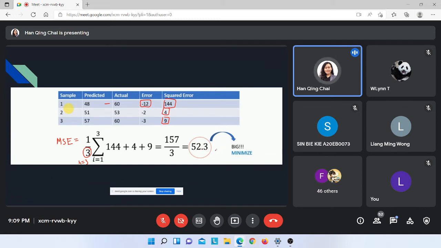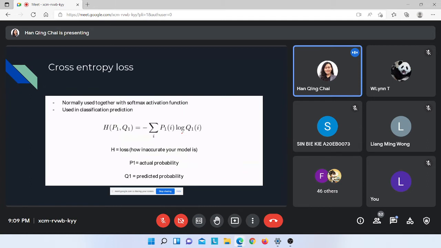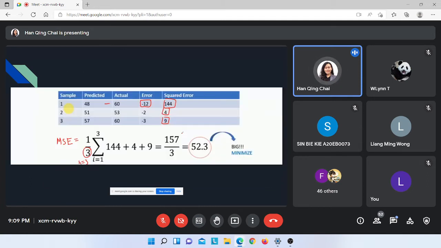So the purpose of training the model is to minimize this error, or the loss value. That will also be covered later. But how we do it is by changing the weights, and it will be discussed later.